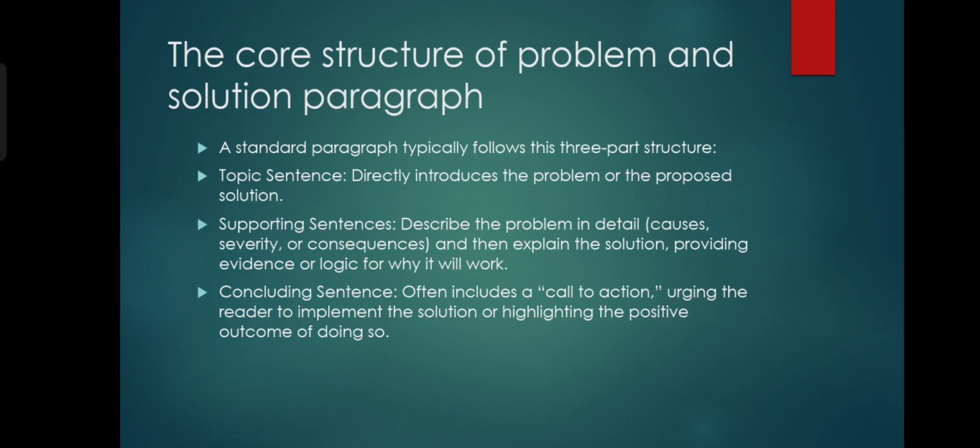The core structure of the problem and solution paragraph. The standard paragraph typically follows this three-part structure. The topic sentence directly introduces the problem and previews the proposed solution. Supporting sentences describe the problem in detail, including causes, severity, and consequences, and then explain the solution, providing the evidence or logic for why it will work. The concluding sentence often includes a call to action, urging the readers to implement the solution or highlighting the positive outcome of doing so.